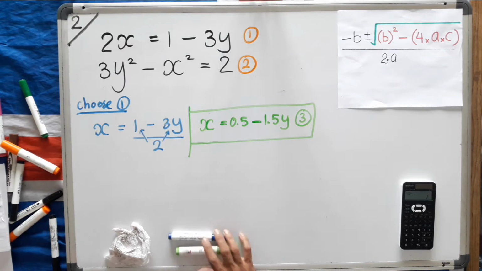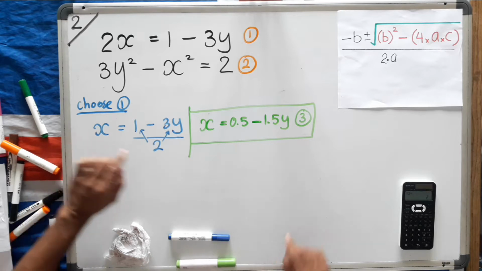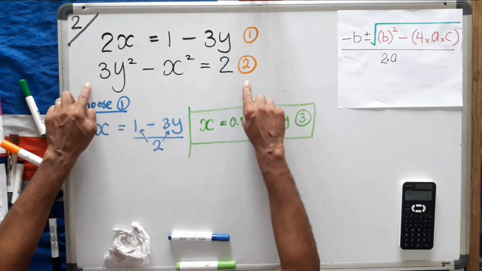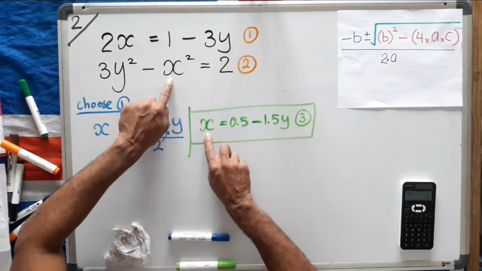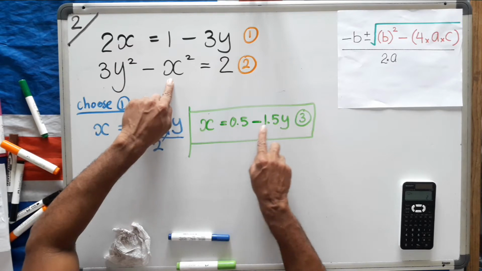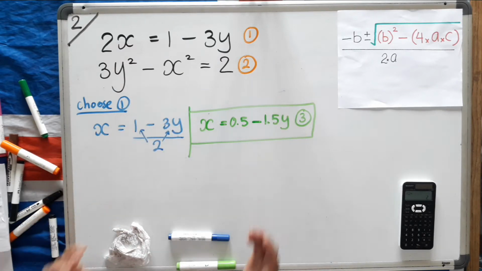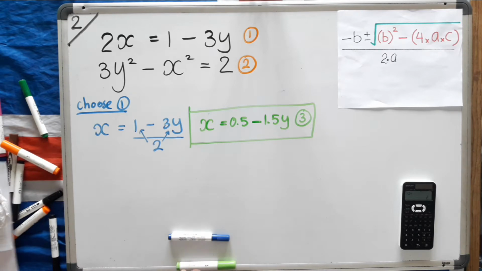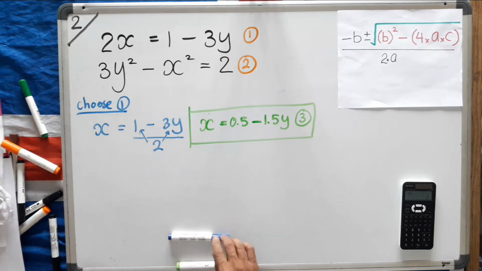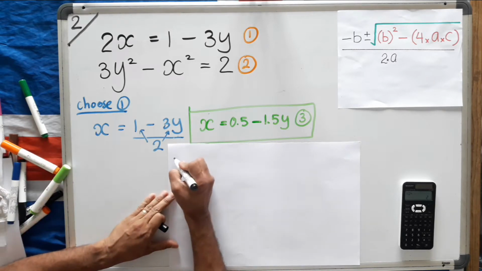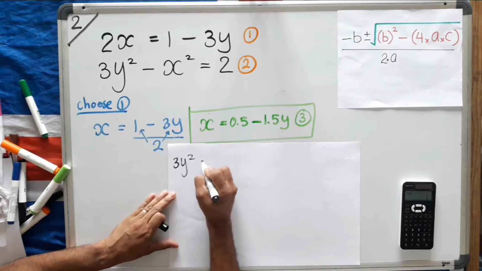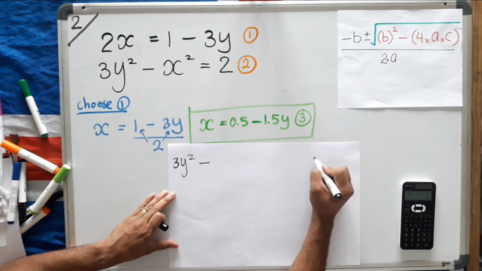So what we're going to do now, you notice we made x the subject this time. So we're going to go to equation 2, the one we did not use as yet, and throw away x and replace any x we see with 0.5 minus 1.5y in brackets. I know in all my videos I keep stressing that when you replace something, you need to put it in brackets. Alright, so I'm going to do the working on this scrap piece of paper because I only have a little bit of space on this whiteboard. So I have 3y squared minus, I will make the substitution here just now.